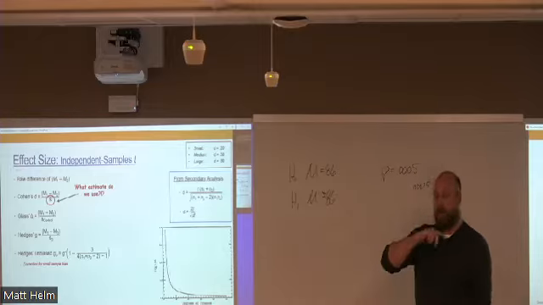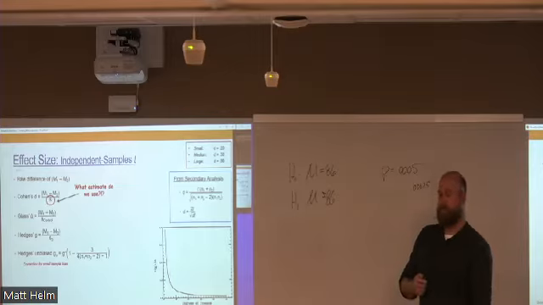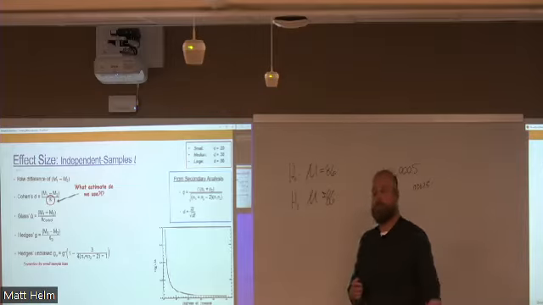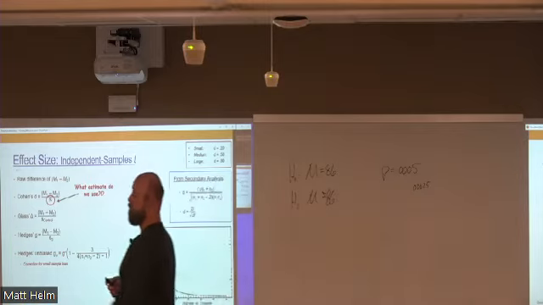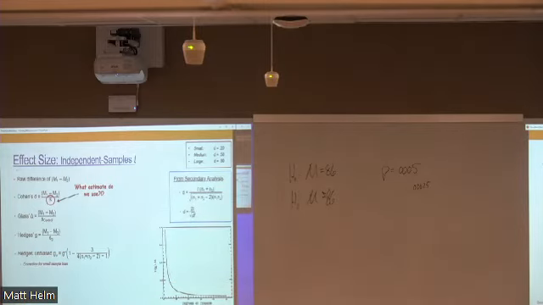Yeah, Haley. I did have a question. Is Hedges' g more of a means to an end for Cohen's d? Is that how you get to a Cohen's d? I don't know why I'm so stuck on this effect size thing. I just don't know if I'm confused.